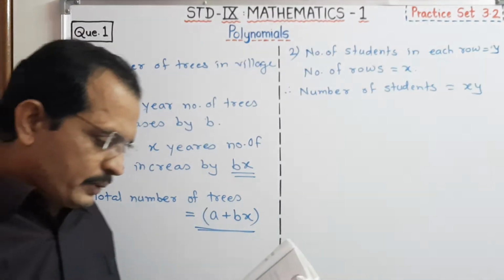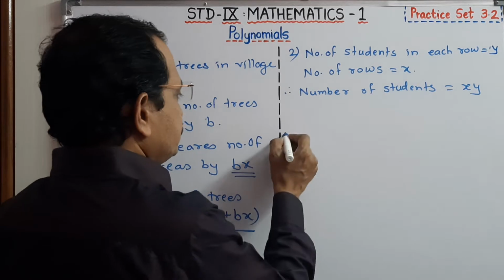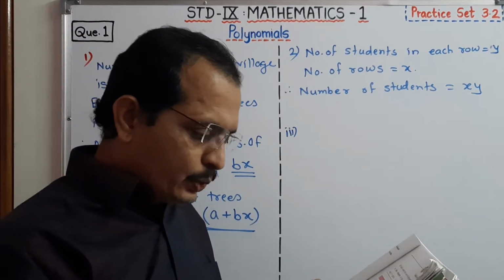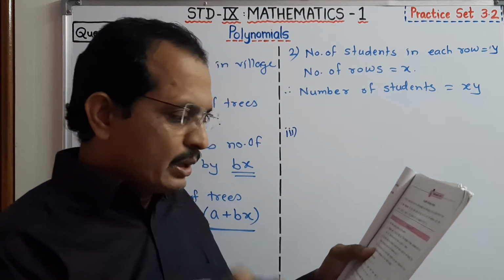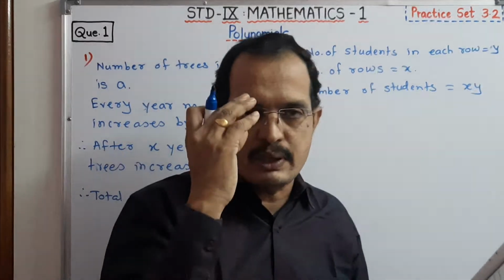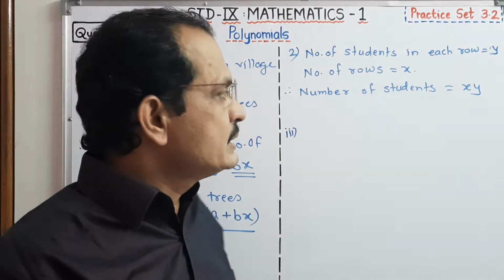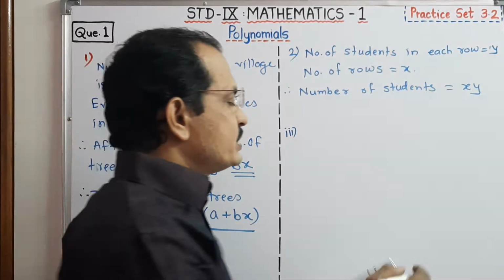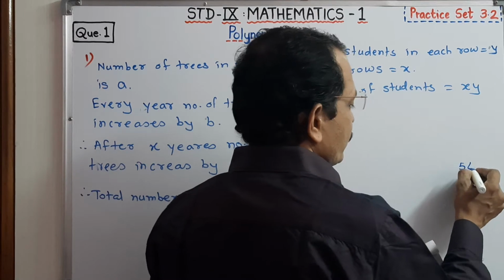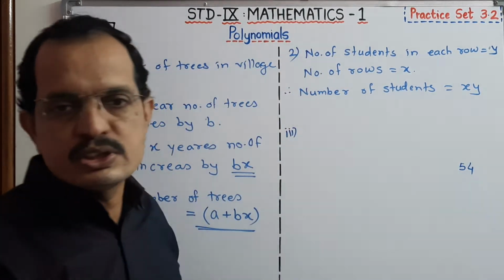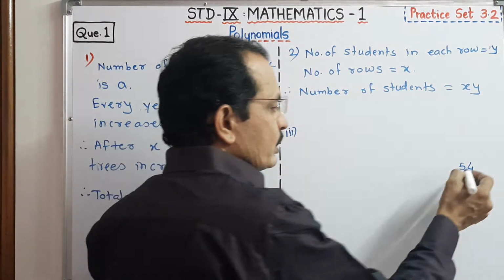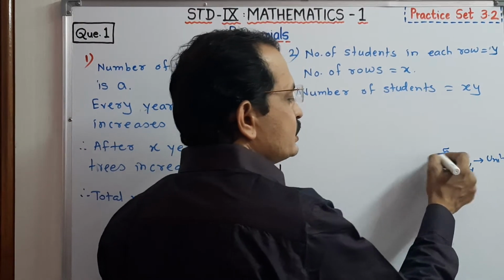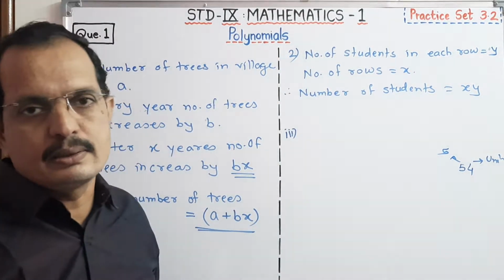Now see the third one: the tens and the unit place of a two-digit number is m and n respectively. Now this question is related to a two-digit number. All of you know the two-digit number. Suppose I write here 54. 54 is a two-digit number. This 4 is known as the unit place number, and this 5 is known as the tens place number.